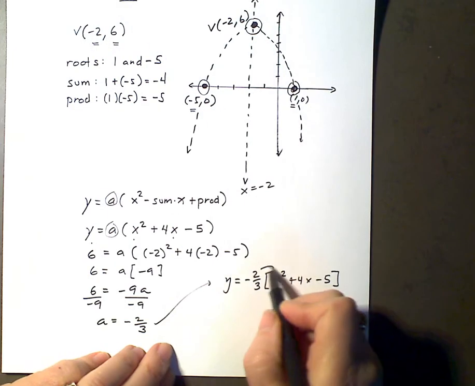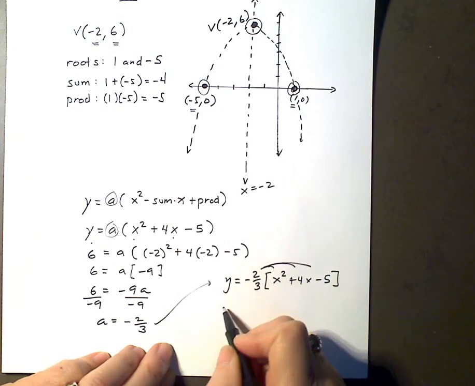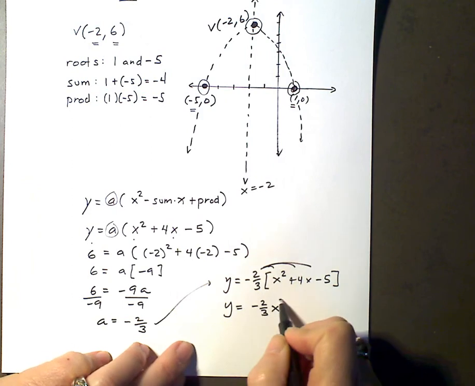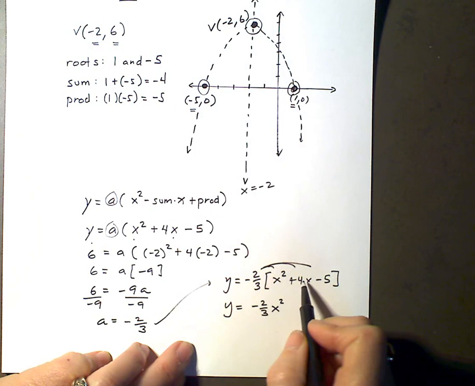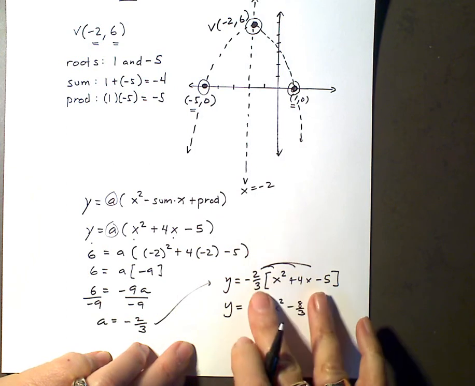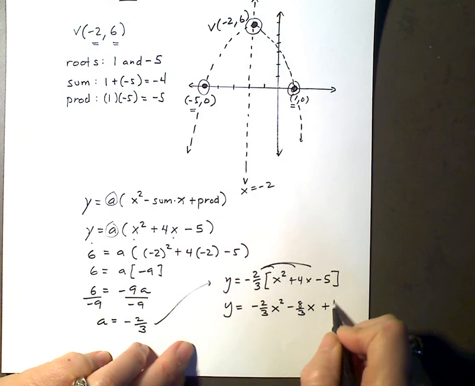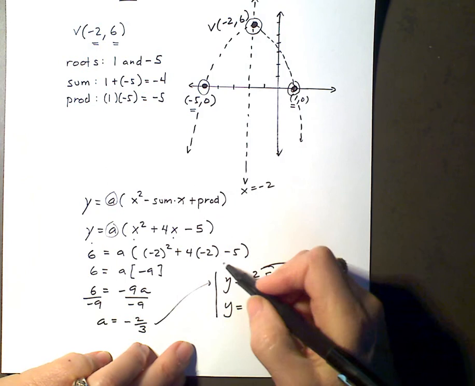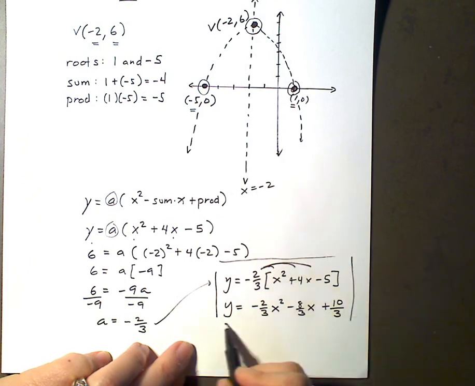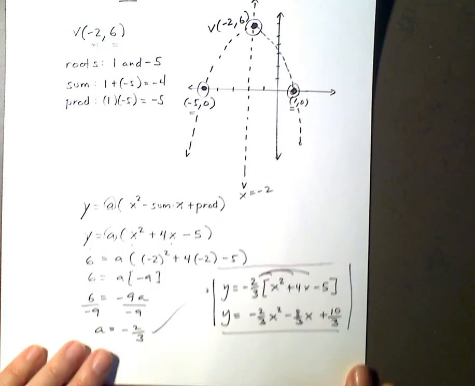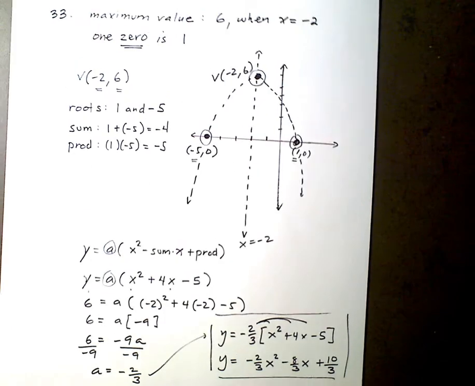The book shows this distributed to each term. So y is equal to negative 2/3 x squared minus 8/3 x, and then negative 5 times negative 2/3, so plus 10/3. Either form would be the function that results in this graph of the parabola. So that's it.